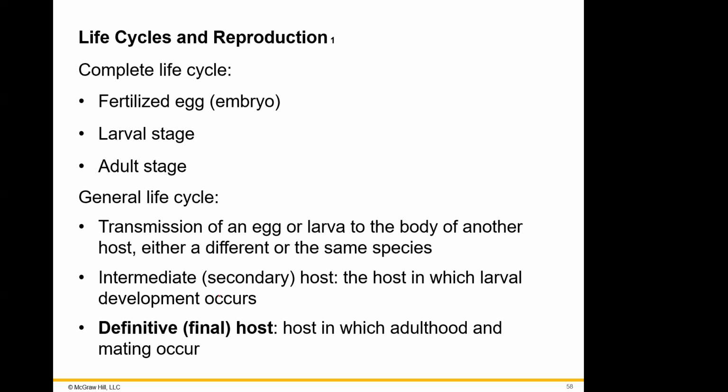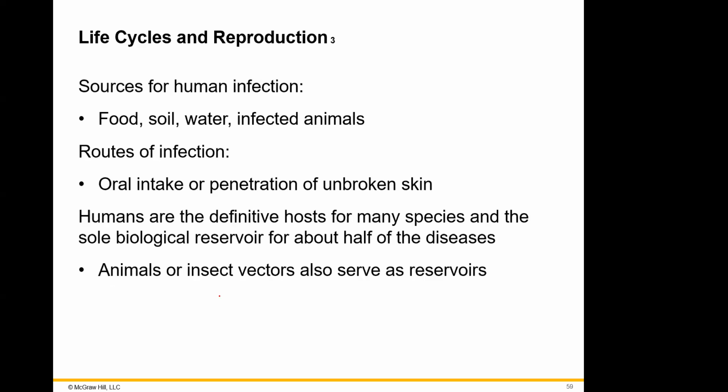So yes, they have very complicated life cycles that may involve having to go through certain kinds of hosts in order to grow up. It's crazy complicated. And then the host that they actually reproduce in is called the definitive host. That's where the adults reproduce. Okay, how do they infect you? If you were going to get infected from your food, soil, water, or infected animals that you may have eaten, like undercooked pork, for example, you can do it by oral intake. So eating undercooked pork is one example, but drinking contaminated water would be another example.